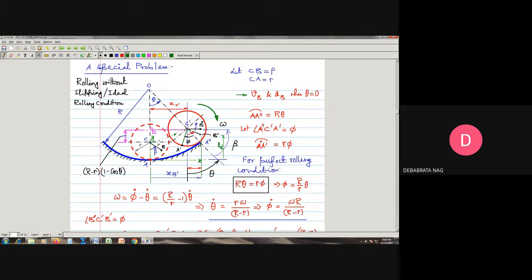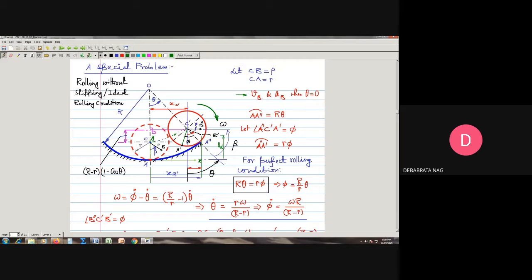And if the body executes rolling without slipping motion, it is very simple to note that these two motions, these two displacements rather, should be equal. Then there will be no slipping, because the body moves translationally, and this is the way the body actually has this amount of rotational displacement. So these two must be equal, and we have capital R theta equal to small r into phi. So that is the condition for perfect rolling motion.